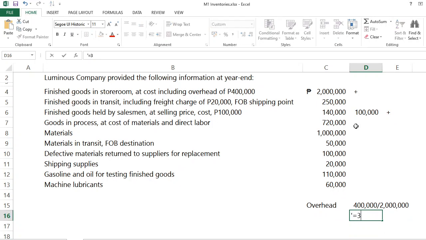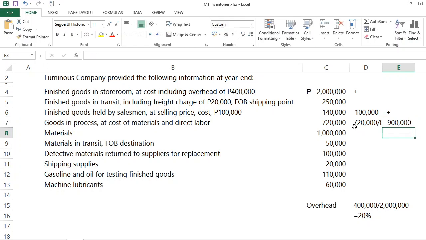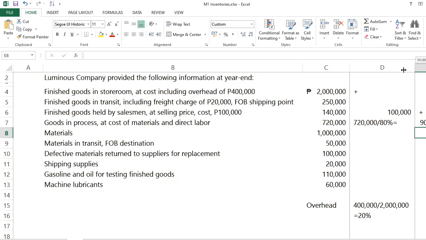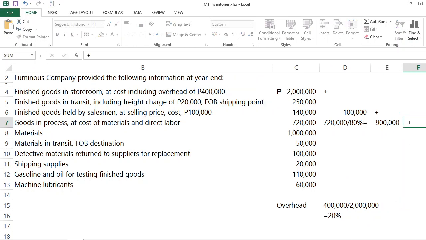I mean, that's 20% overhead. So, kani si 720, kulangan pa siyag 20%. So, that is just 80%. 720 is 80% of the total cost. So, 720 divided by 0.8, so the total cost is 900,000. So, kung may nakakuha naman ng 900,000, then the better. Pero kung wala, it's okay.